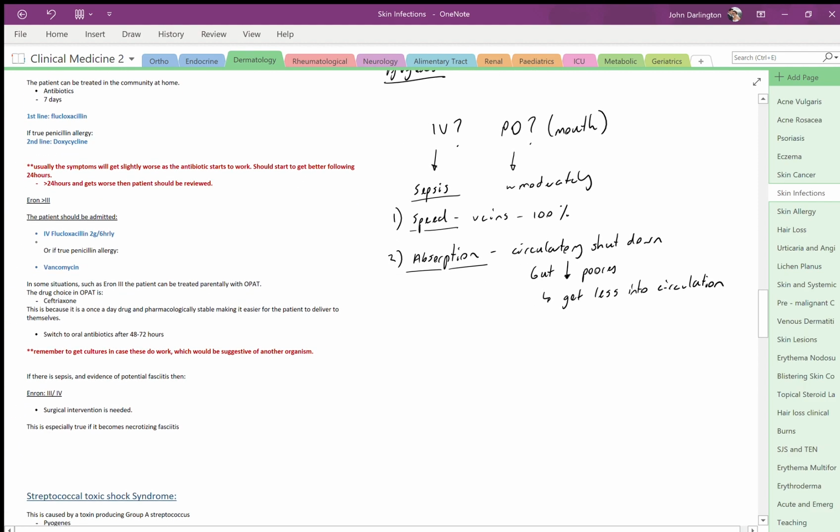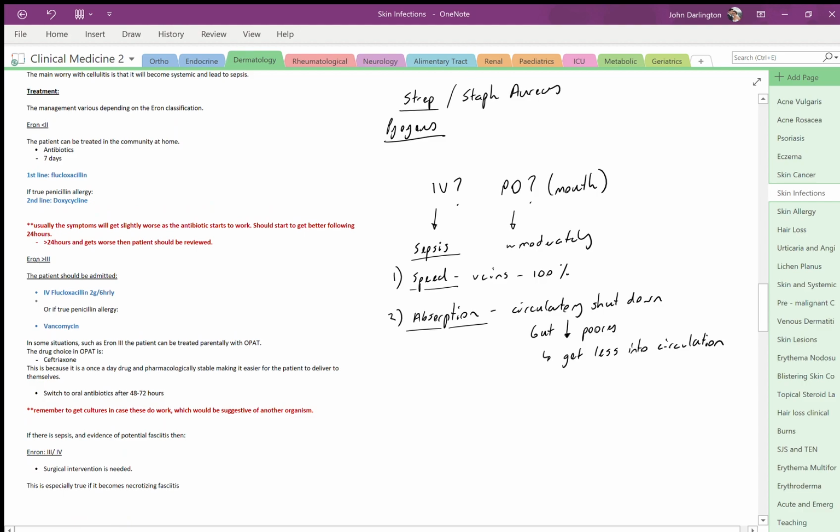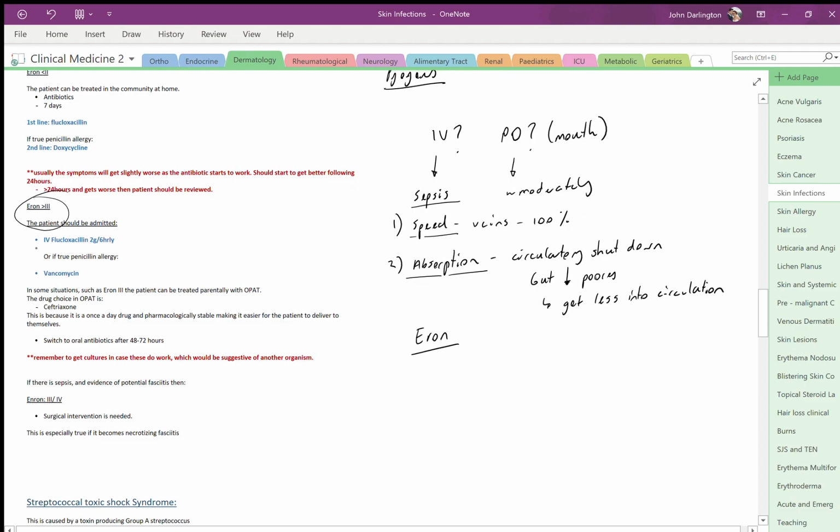Now, you may have read here, I've written stuff like second line, Enron classification, etc. So just so you know for your exams as well, cellulitis is based upon the classification of Enron. And this is really to do with how unwell someone is. And there's 4 classifications to a person. This is when the person's pretty well, they just got an infection on their leg. This is when they're a bit more unwell and they have a bit of systemic illness. This is when they're septic, and this is when they have neck fash.